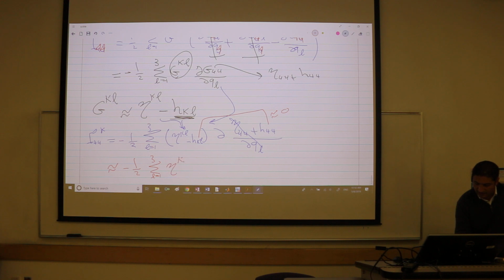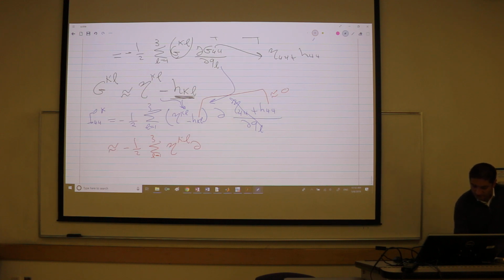So the result is negative 1 half summation eta kl, partial h 4 over partial ql. And like I said, these guys are diagonal. So this actually is equal only when k equals l.